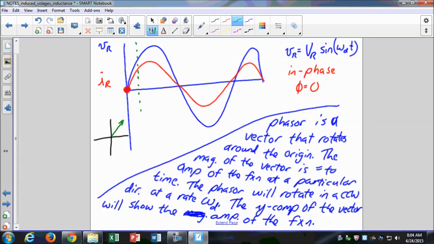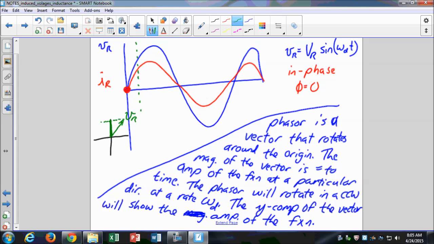It's just a vector. It starts at the origin and it goes up from the origin. This is my phasor for VR. The amplitude is given by the y component. So whatever this y component of that phasor is going to be the amplitude of the function for VR that I have. Can I erase this text here? Okay, I'll wait a second.